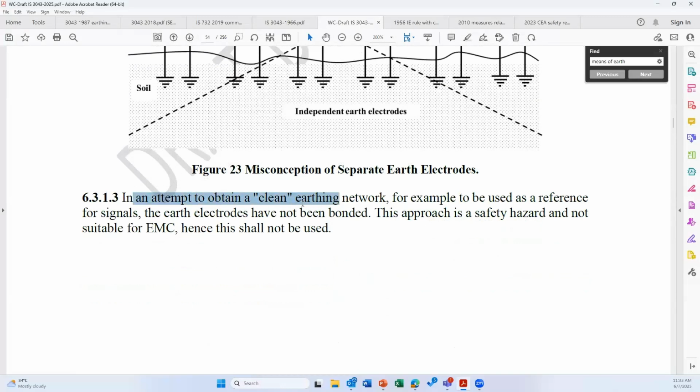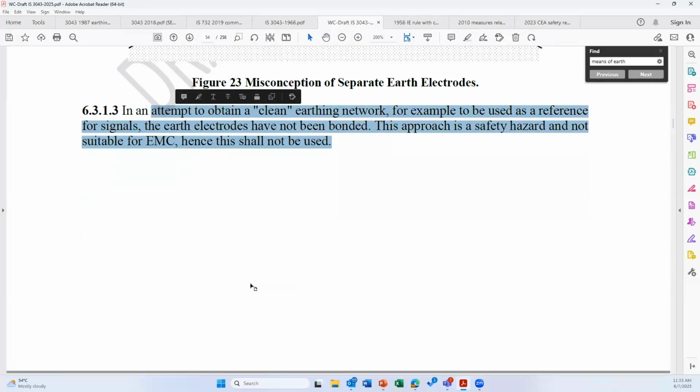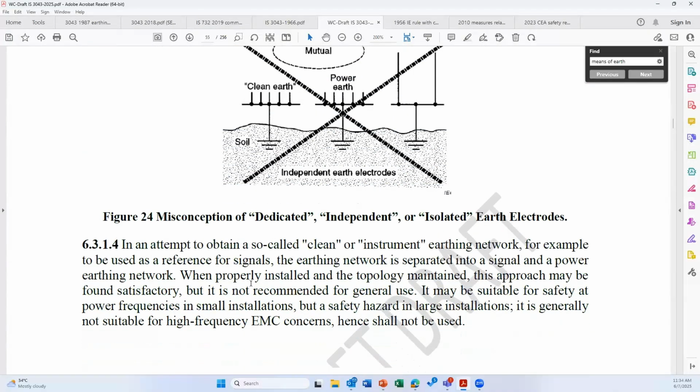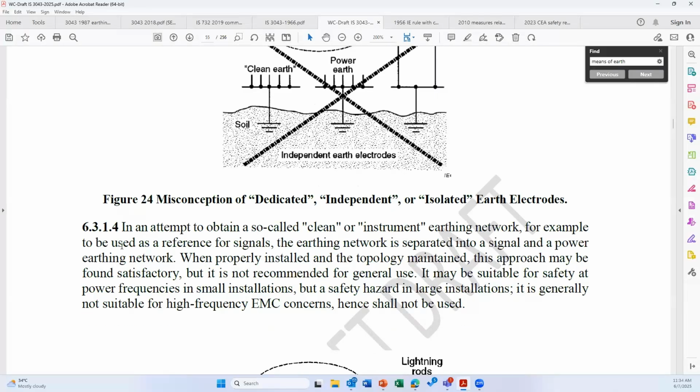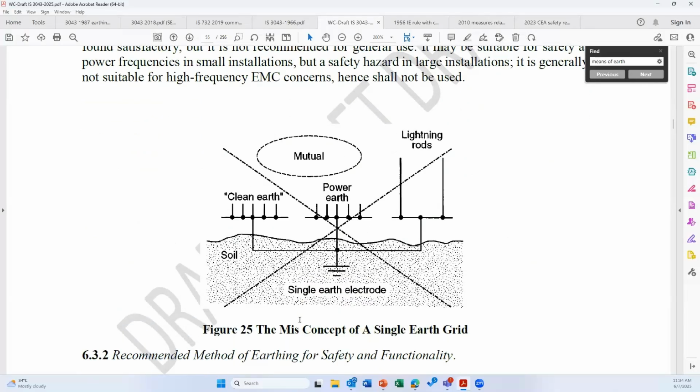Then, in an attempt to obtain a clean earthing network, please note that these wordings are actually copied from the IEC 61005 too. Probably these wordings can be improved so that the common man understands the words much better. For that, the people who are interested in the subject are requested to download the draft standard, read the standard, and you are free to make comments, so that all your comments will be considered, and probably you will be able to improve the document to a much better level. Similarly, the third picture, underground, this is also misconcept of earthing.